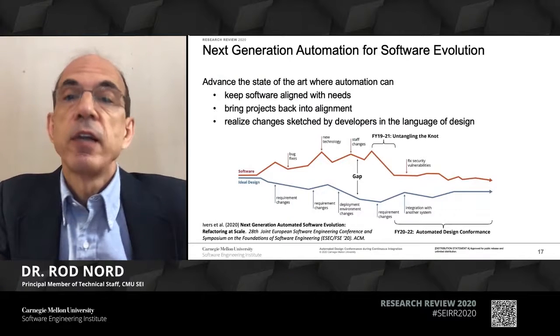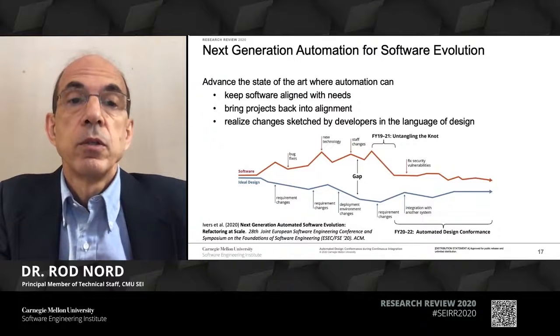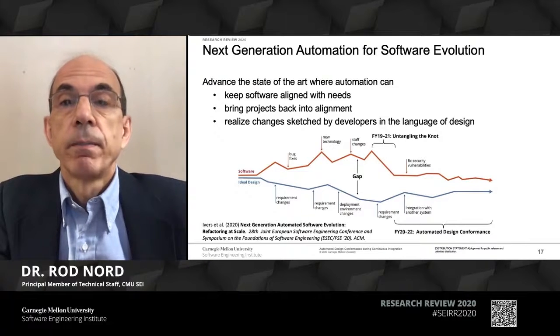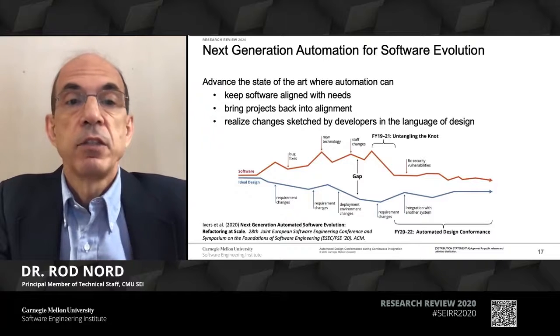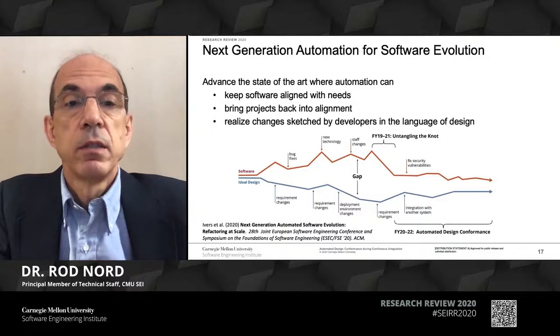Software is constantly changing over its lifetime, as illustrated by the red line, due to fixing bugs and vulnerabilities, updating technology, and staff changes. What we want software to do also changes, as illustrated by the blue line, as requirements in the environment change and the design evolves to meet those needs.